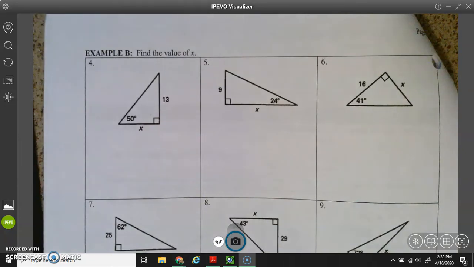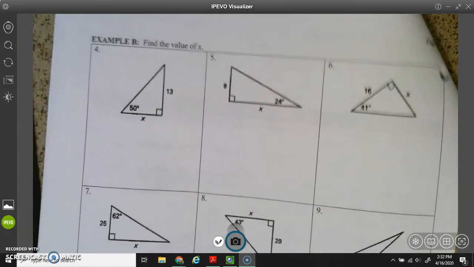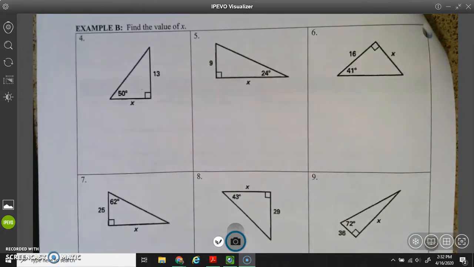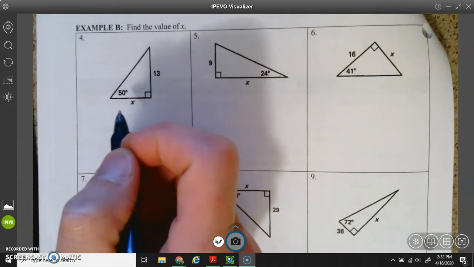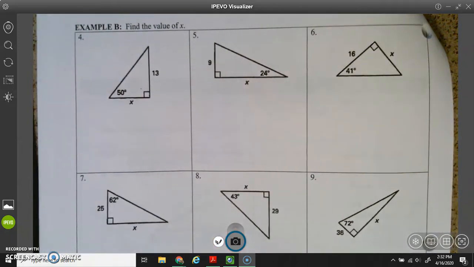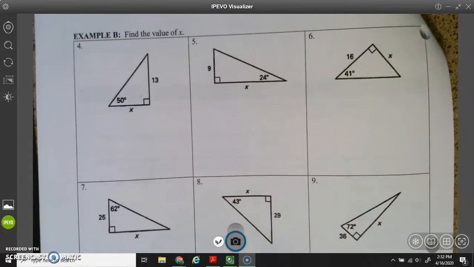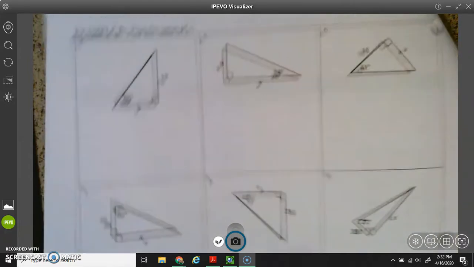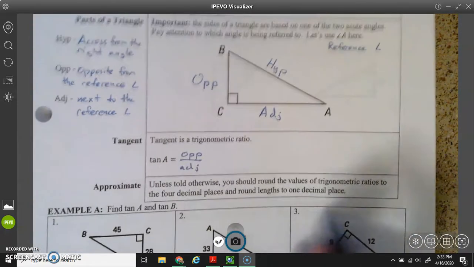Okay, so this is page 2 of the Unit 6, Day 6 notes. Right now we're on example 4, in the example B set, where we're finding the value of x. With all of these on example B, these are all lengths. So for lengths, we're going to be rounding to 1 decimal place.